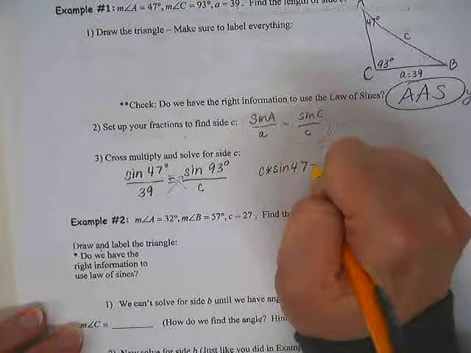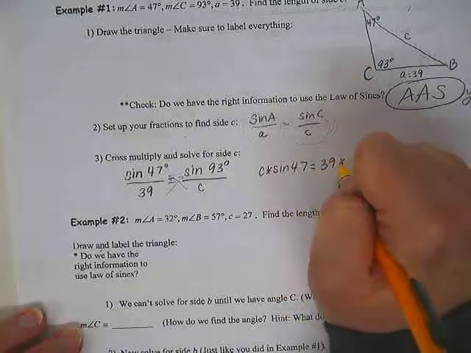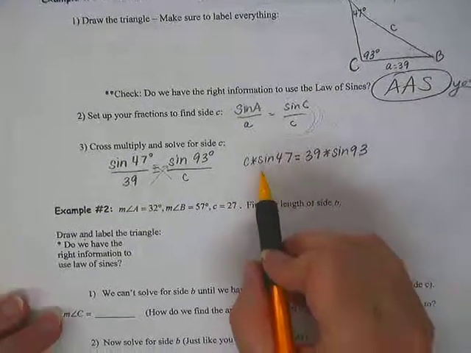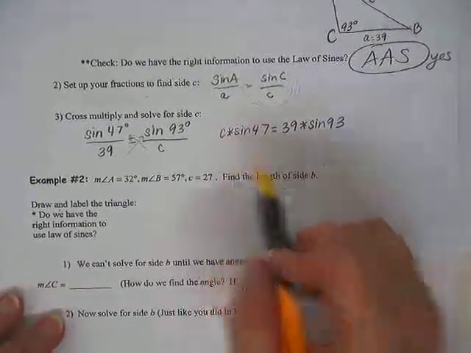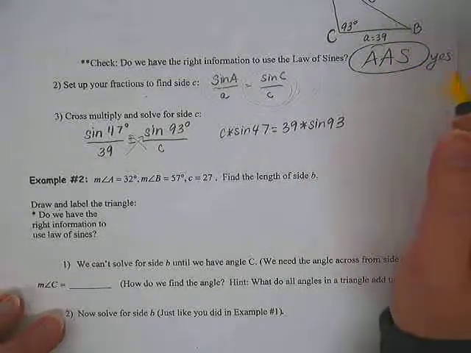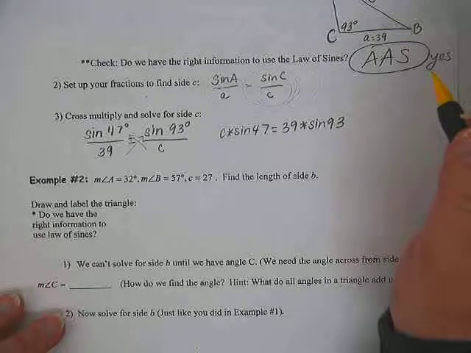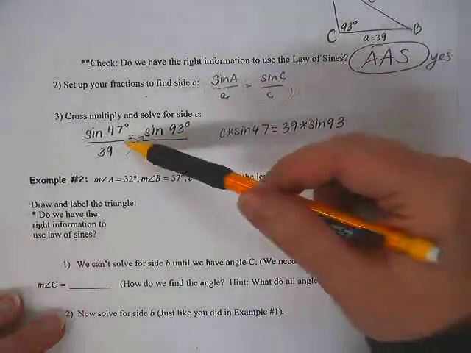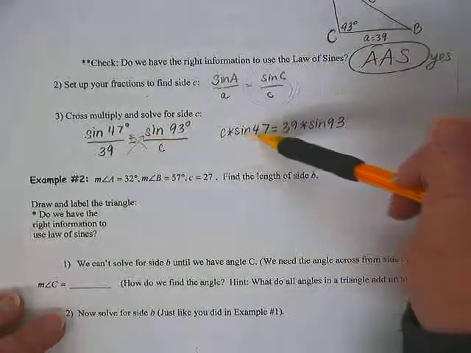now what does it say I should do? Cross multiply. Excellent. Okay, so I'm going to cross multiply so that I have c times the sine of 47 equals 39 times the sine of 93. Now our goal here is to solve for c, so we want to get c by itself. What should we do next? Divide what?